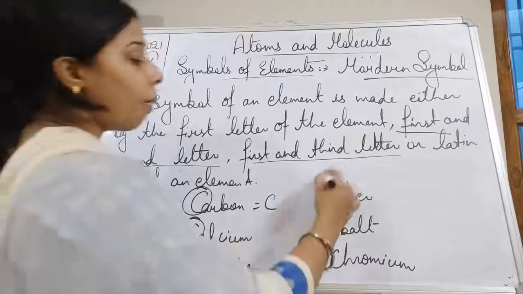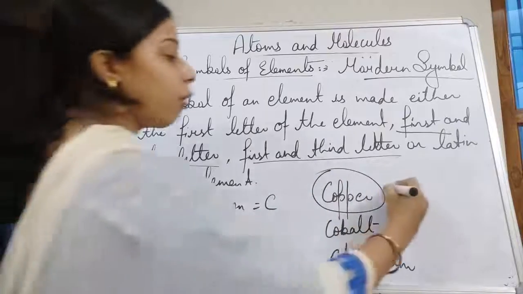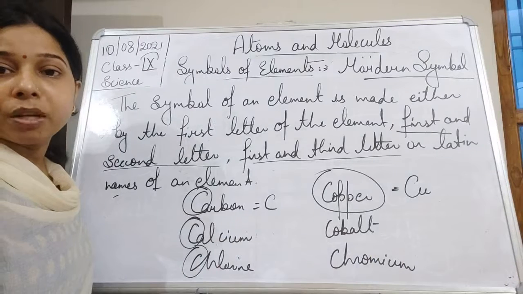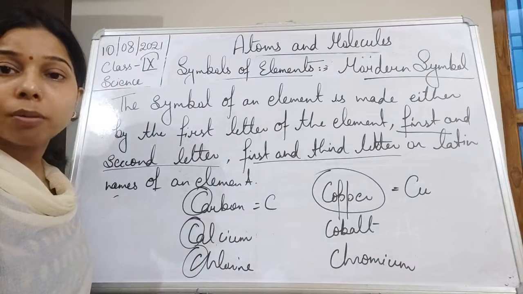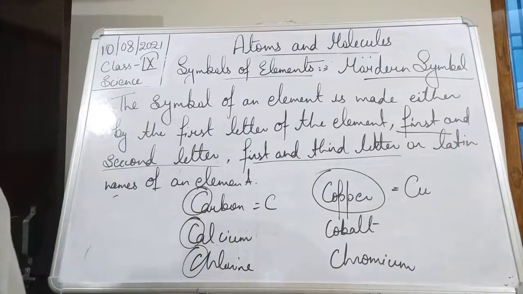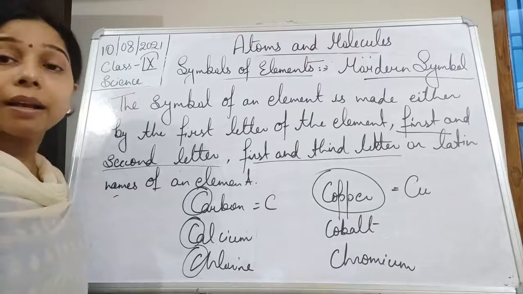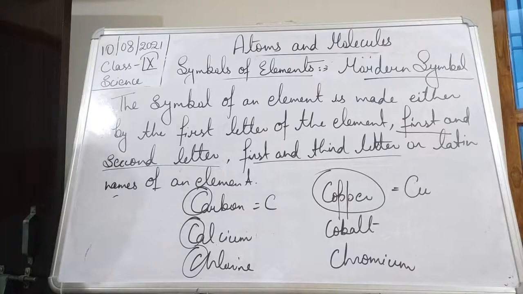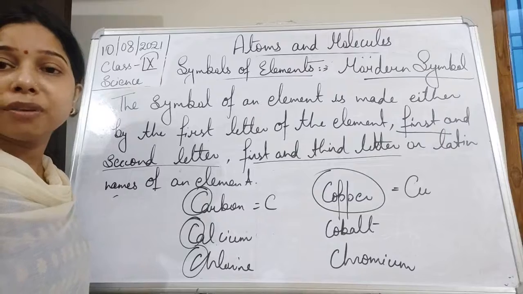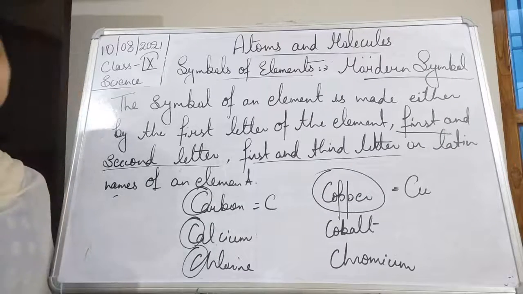So here, the symbol of copper is Cu. It is taken from cuprum. Cuprum is the Latin name of copper, so that is why we write it as Cu. That is why we use the Latin name for the symbol of the element. So let us see what the different Latin names of the different elements are.